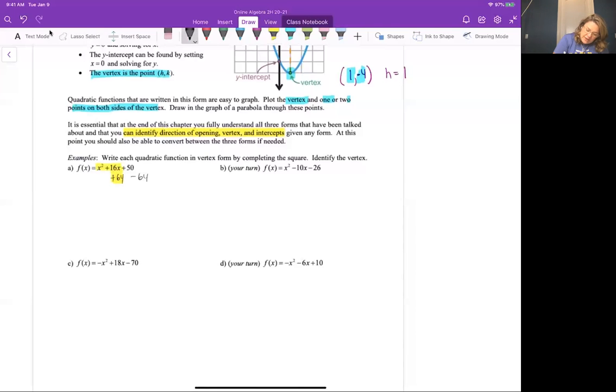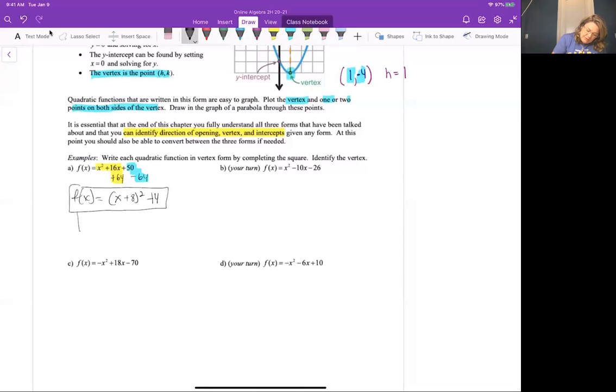And so we will factor that. It's going to be something in parentheses squared. So what is b divided by 2? It is 8. So it's positive 8 squared. And then I have to combine these two terms here, and that will give me negative 14. And so that is now in the vertex form. And so we can quickly identify the vertex.